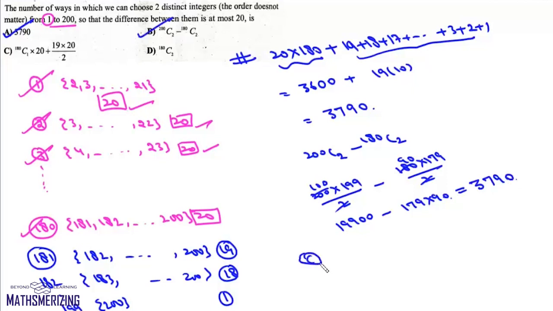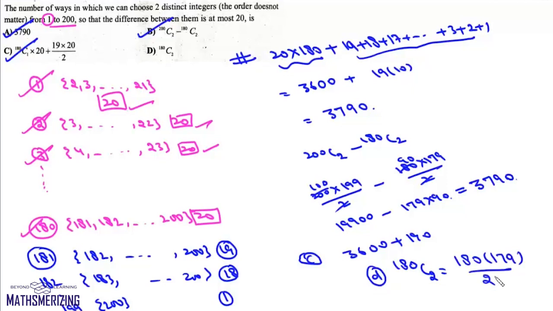Now option C is 180 into 20, which will be 3600 plus 190, which again is 3790. And option D is 180 C2, so it will be 180 into 179 divided by 2. Now 179 into 90 is 16110. That means this option D is incorrect. So the correct options are A, B and C.